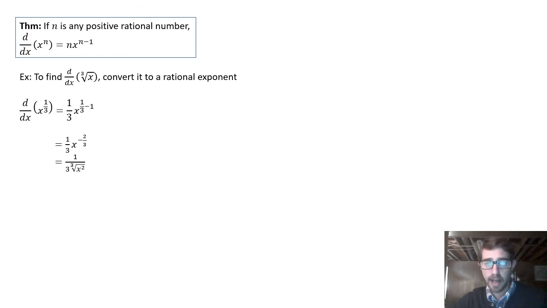If you want, you could switch it back to looking like this, but I don't encourage it. That's the same thing. I just put it back the way we found it, but you don't have to. I would encourage you just to leave it as 1/3 x to the negative 2/3, because A, it's easier for me to grade, and B, it's easier for you just to leave it like that, because what does it matter to you? If you can switch it one way, you can switch it the other way.